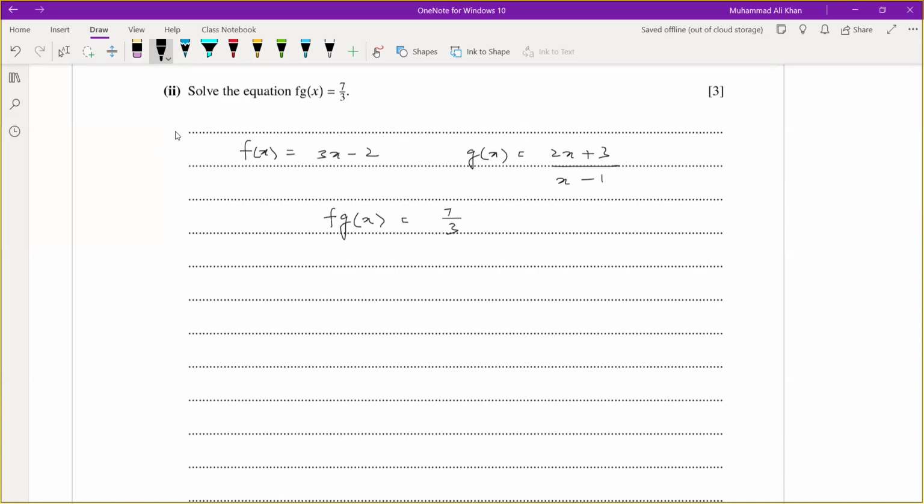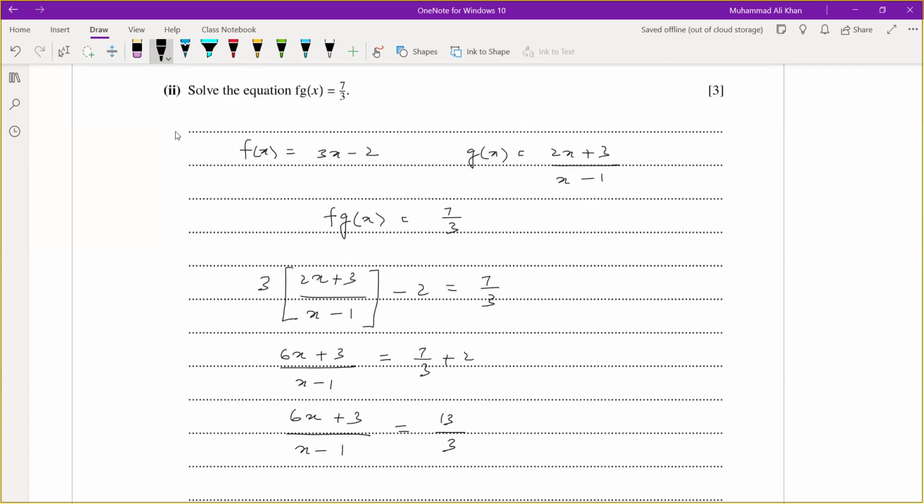फंक्शन f में g रखना है हमें. So 3 times, and what is g? Here it is 2x plus 3 divided by x minus 1, minus 2 equals to 7 upon 3. Now 3 को multiply कीजिए. 6x plus 3 divided by x minus 1 equals to 7 upon 3 plus 2. So 6x plus 3 divided by x minus 1. By taking LCM, it will be 3 times 2 is 6, 6 plus 7, 13 over 3.